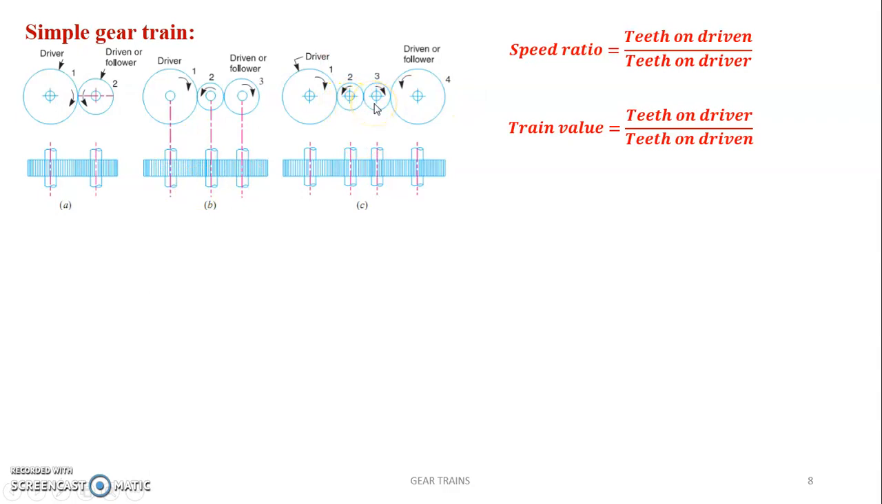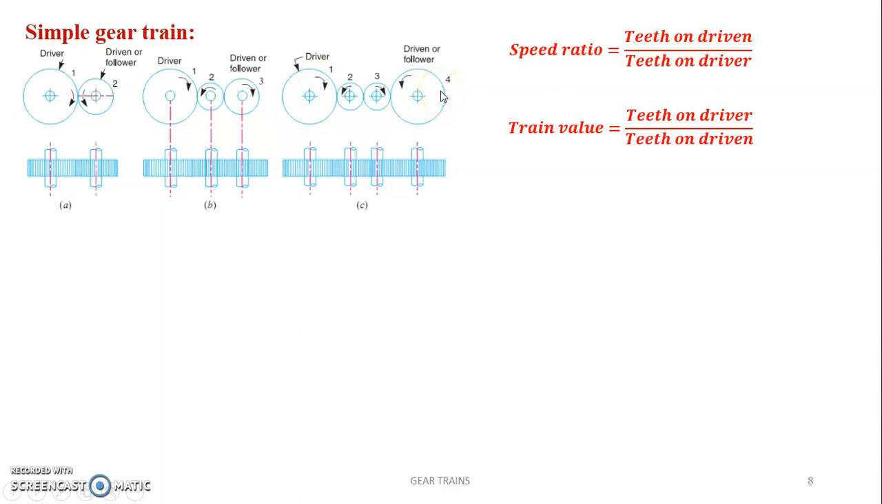Now the speed ratio or the train value of the whole combination is nothing but teeth on driver divided by teeth on driven. The formula for train value is teeth on driver by teeth on driven. If T4 is the number of teeth on gear 4, then it's T4 by T1. It does not matter how many idler gears there are. In case of a simple gear train, the train value is always very easy to calculate. It is the teeth on the driver, that's the first gear, divided by teeth on the last gear.